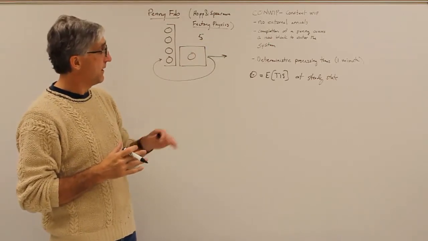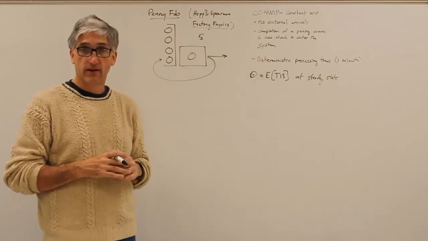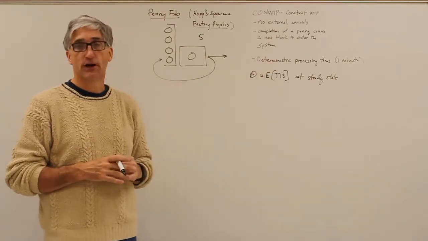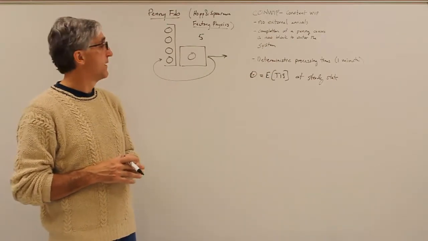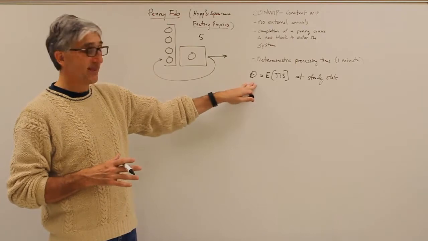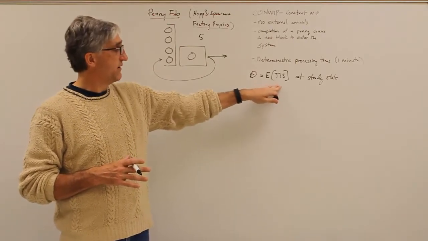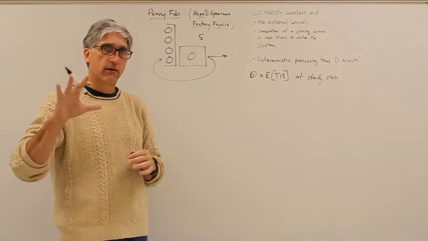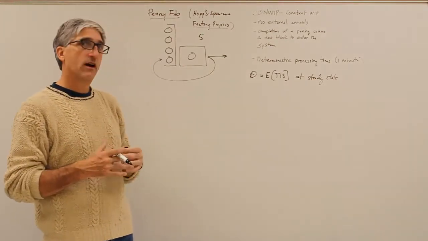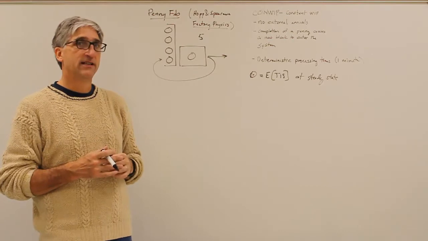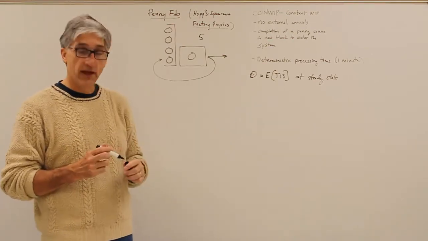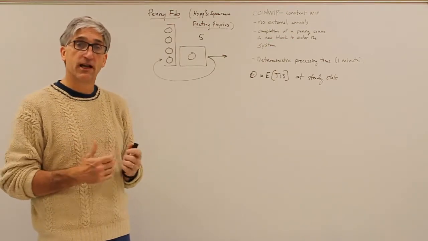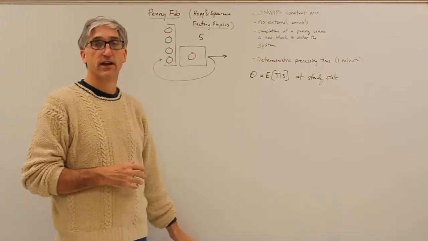Before I get to the objective, let me also say that we're going to assume that we have deterministic processing times of 1 minute. Our objective is going to be to estimate theta, which is the expected value of time in system at steady state. So once the system is run and achieves steady state, we'd like to know how long the average penny spends in the system. That's what we're going to call theta, and we'd like to use simulation to estimate this value of theta.